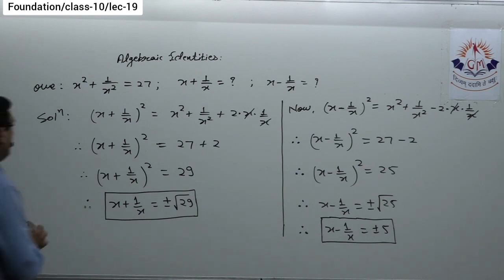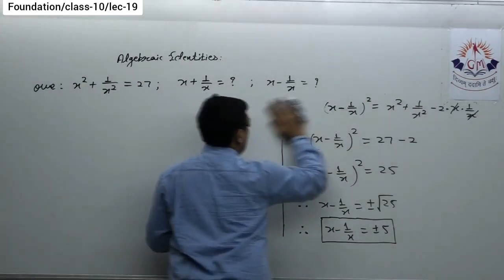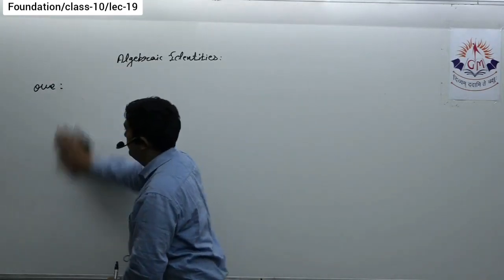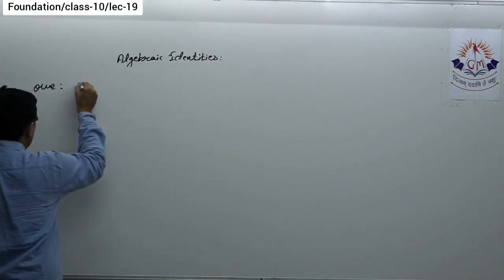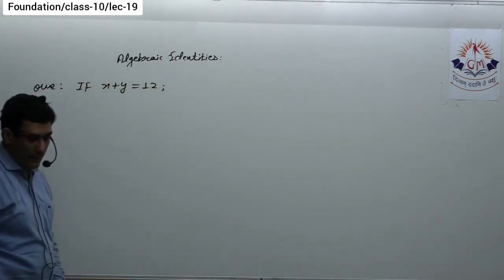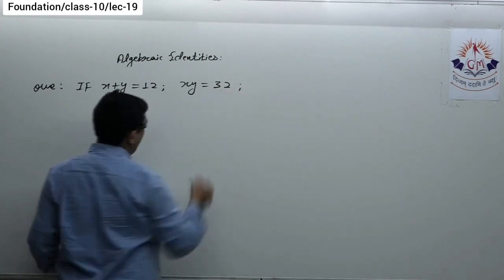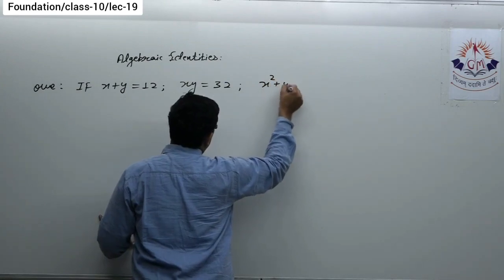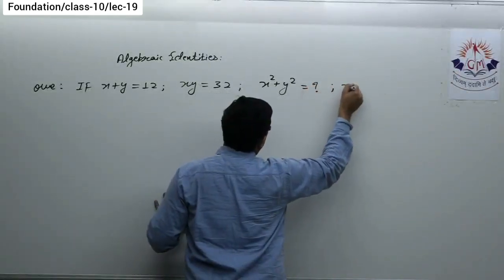Okay, so now let us see the next question. Next question is, if x plus y is equal to 12 and xy is equal to 32, then find the value of x square plus y square, as well as x square minus y square.